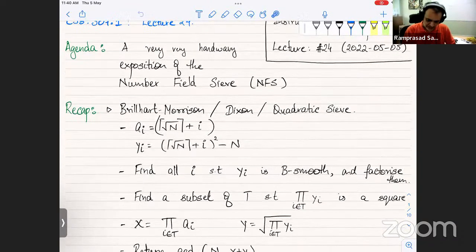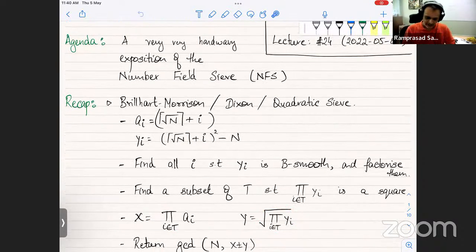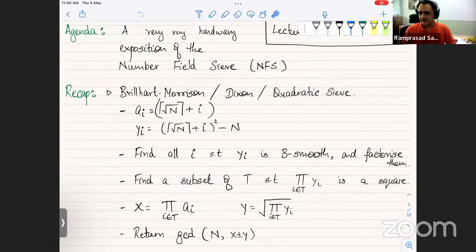That naturally tells you that if you take x to be equal to the product of ai's and y to be equal to the square root, which you know exists, it's a legitimate number, then x squared equals y squared. And therefore you're hoping that when you take the GCD of n with x plus y or x minus y, hopefully one of them will be a non-trivial factor of n, and then you get that non-trivial factor. So this was a high-level picture of how all of these factorization algorithms we have seen so far worked.